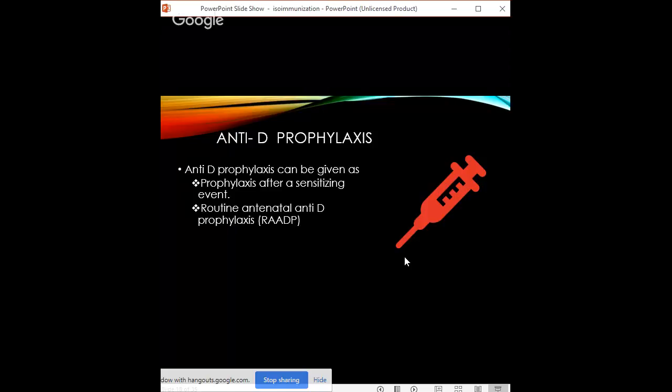And now we're going to talk about the anti-D prophylaxis. Anti-D prophylaxis can be given as prophylaxis after a sensitizing event or as routine antenatal anti-D prophylaxis. However, anti-D prophylaxis cannot be given in a mother who has been proven to be already sensitized, as it only works in patients who have not had a prior sensitizing event.